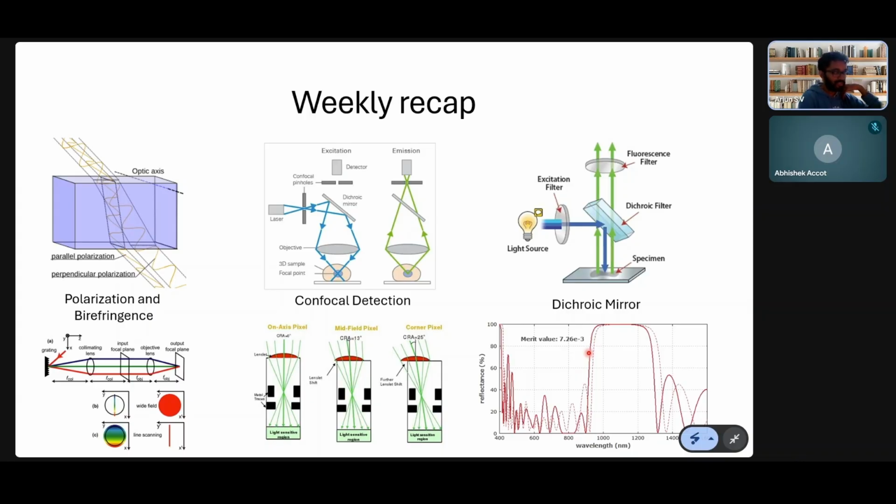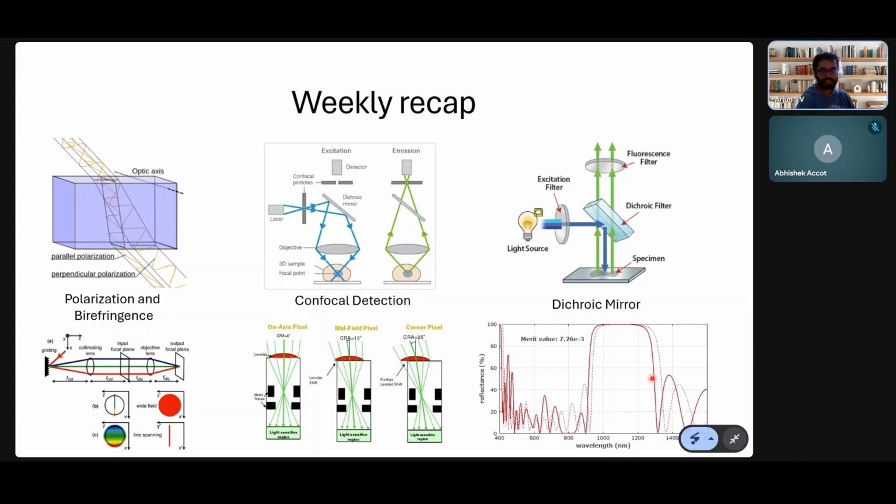And we also saw how an ideal and a practical profile for a dichroic mirror will function, where the ideal profile will be much more square in nature without the hinges here, while the practical one, due to several other factors, will have this kind of gradual profile for the bandwidth.